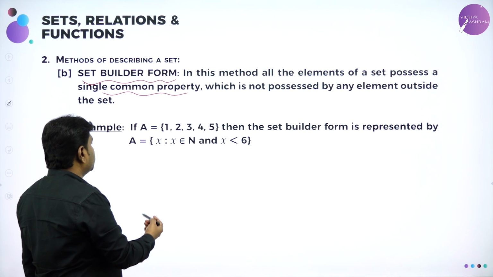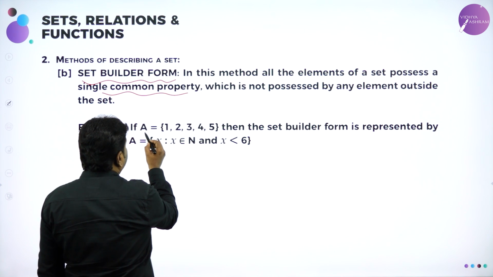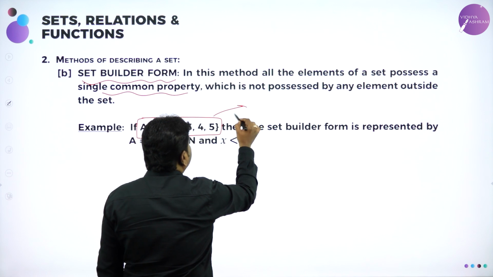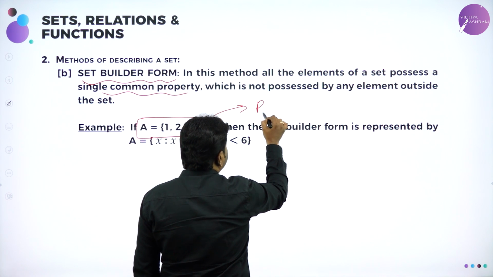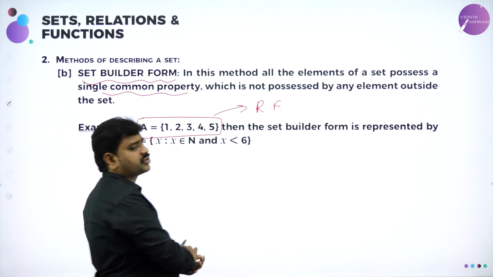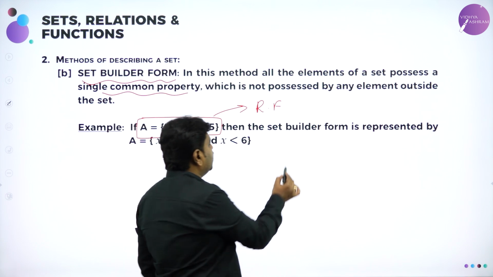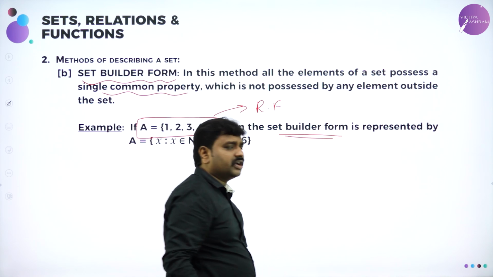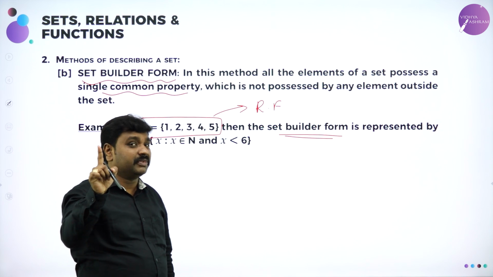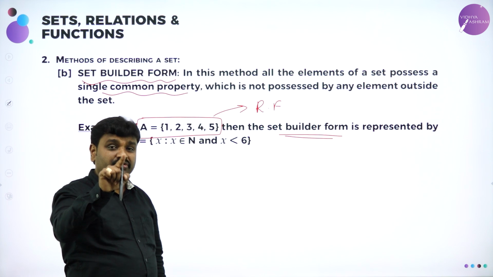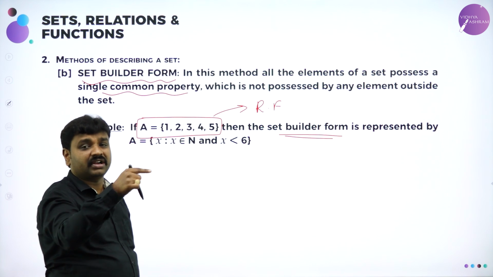For example, we see set A is equal to 1, 2, 3, 4, 5. Here I have written a set. This is in what form? This is in tabular form or roster form, because I wrote the elements. And this can be written in set builder form. Set builder form means we should not write elements. In spite of that, we should write the characteristic property possessed by each and every element of the set.